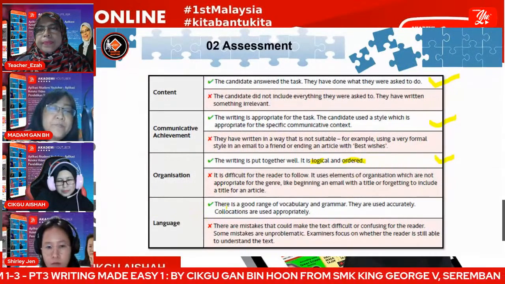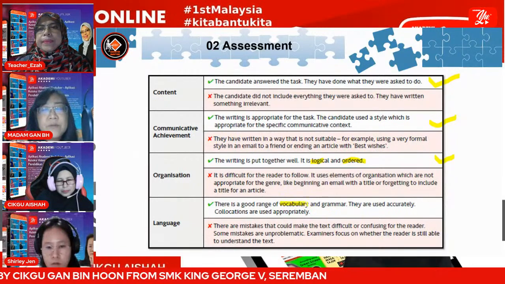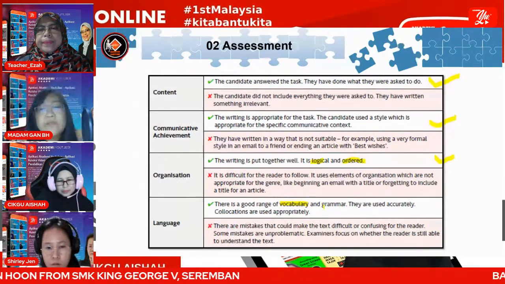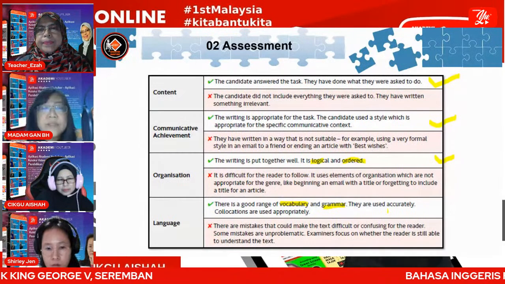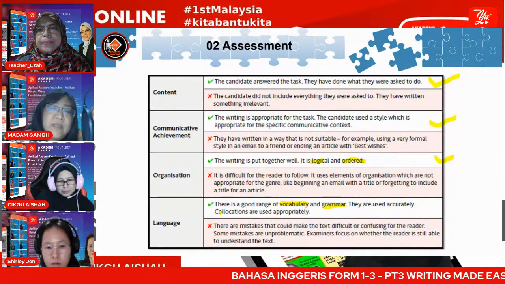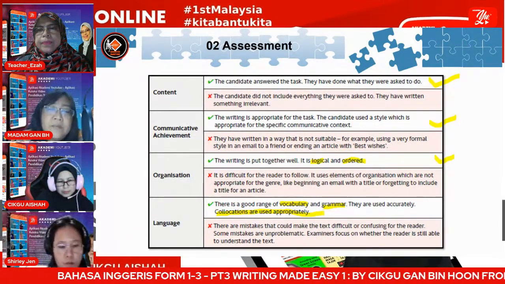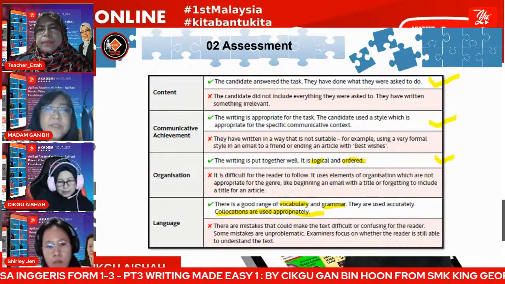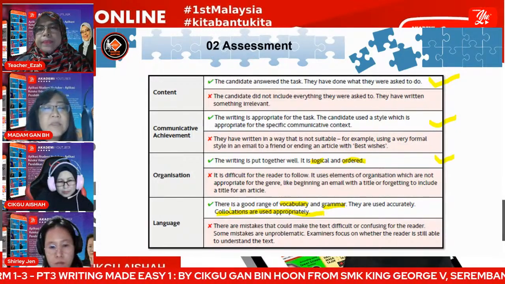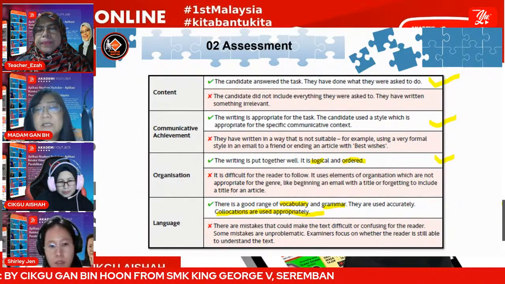What is L? L is there is a good range of vocabulary and grammar. You need to have the grammar, you need to have the vocabulary. They are used correctly or accurately. Collocations are used appropriately. Collocations are like words which are combined. It can be phrasal verbs, it can be idioms, so they must be used correctly. That's how you understand language.